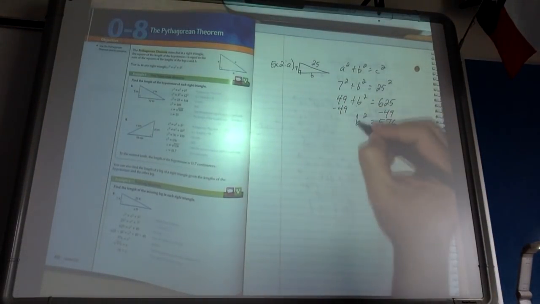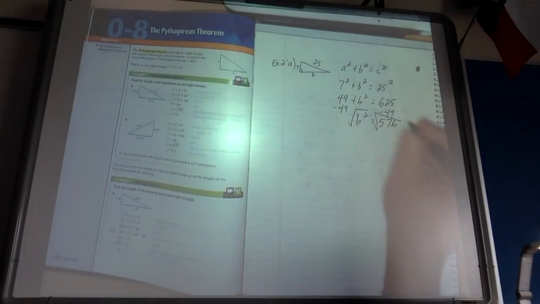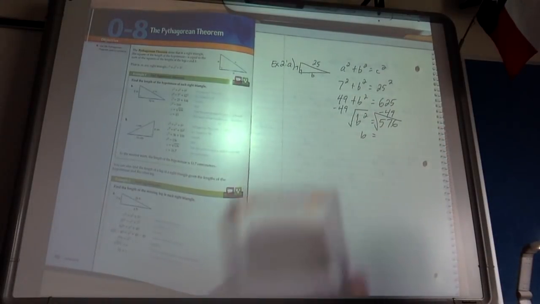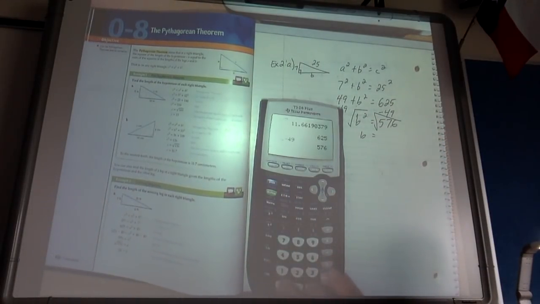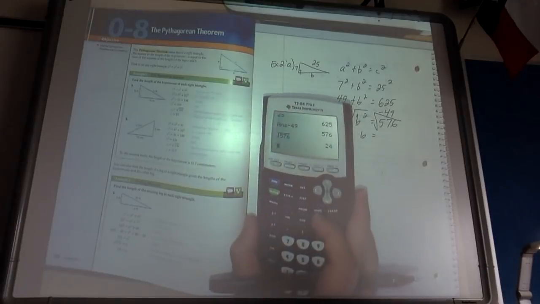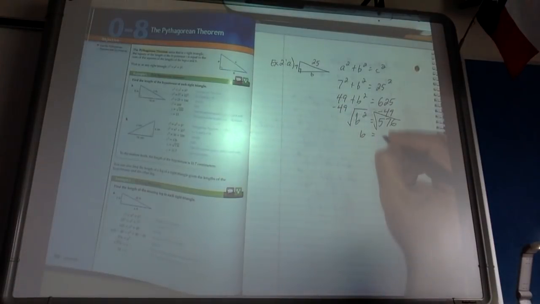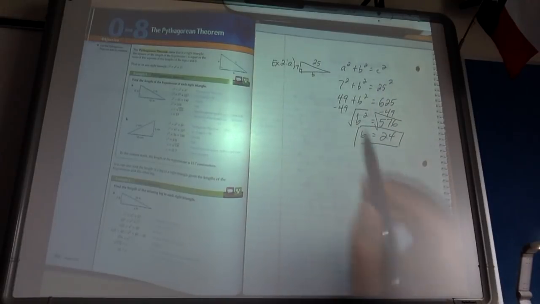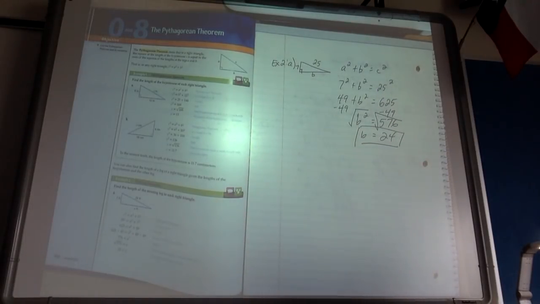Now you know the next step to get B by itself. I'm square rooting, and I'm going to get that B equals the square root of 576, 24. See it right there? B equals 24. I know that's the value of my long leg, and that was in feet. So I don't want you to get this question wrong when you see it in a multiple choice setting because of the unit of measure. Not a big deal, just pay attention to that.